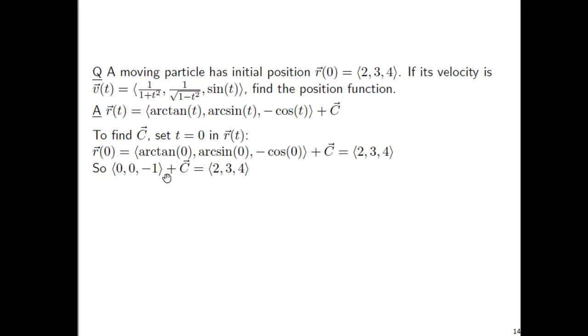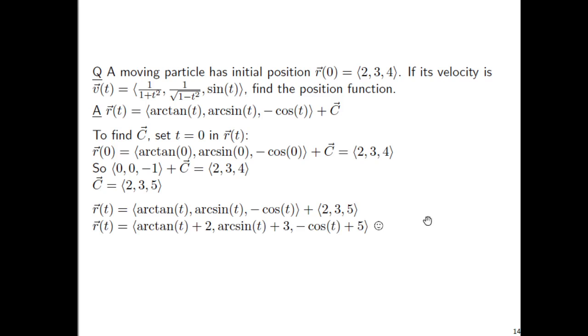All right, 0, 0, negative 1 plus the c vector that we don't know yet is equal to the 2, 3, 4 vector. Subtract the 0, 0, negative 1 vector on both sides, and you get that the c vector needs to be 2, 3, 5. Okay, so that means that the position vector is the general antiderivative we had, except we're now replacing the c vector that we didn't know at the time, now with 2, 3, 5, which we know, and then we can go ahead and simplify by adding the two vectors here component-wise.